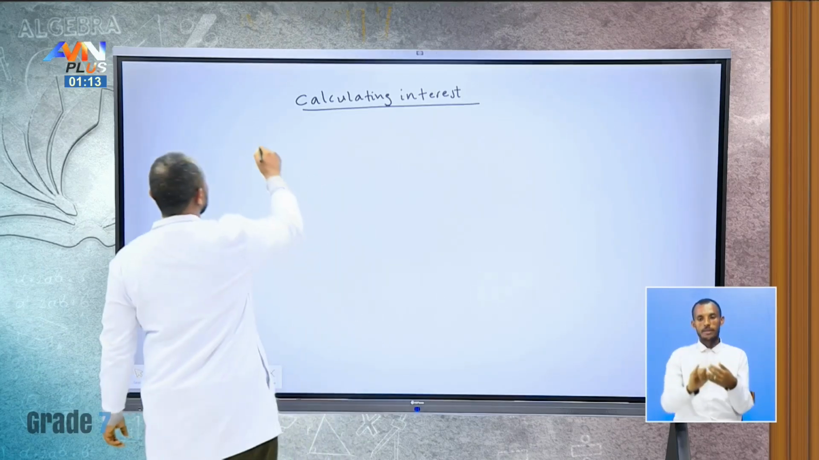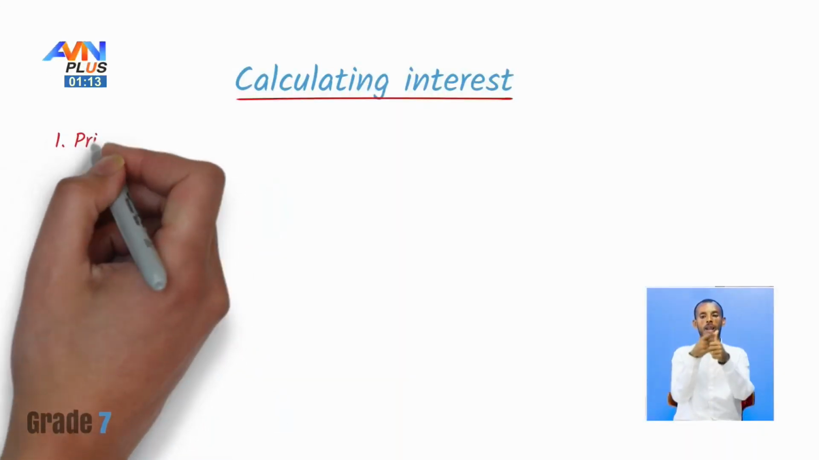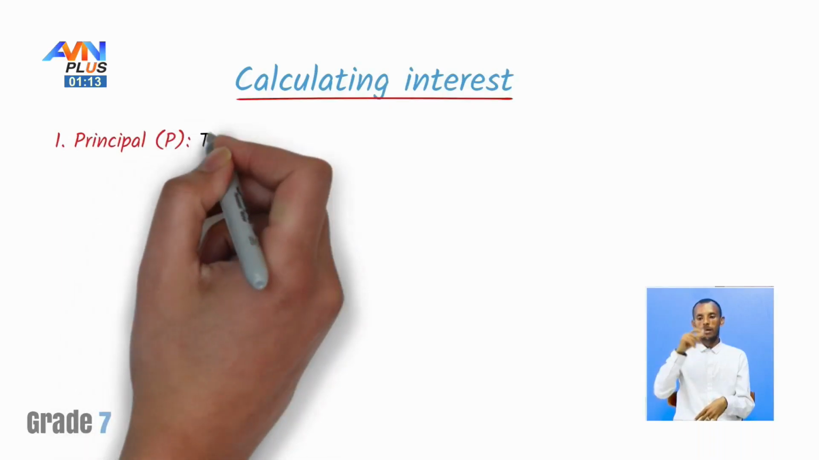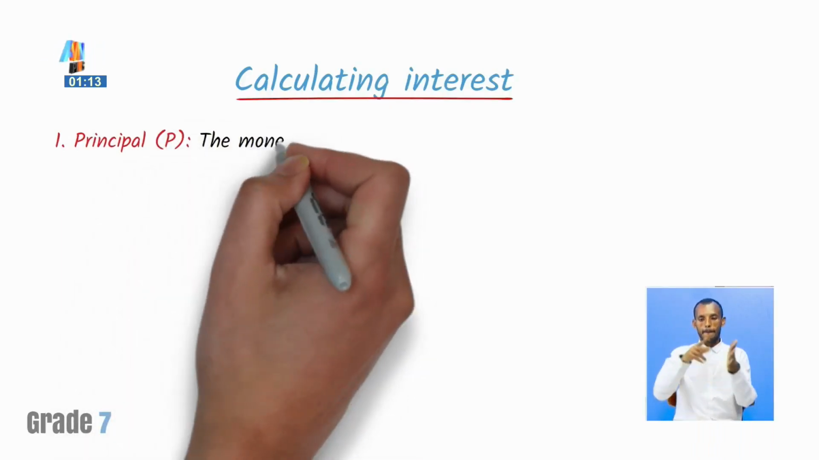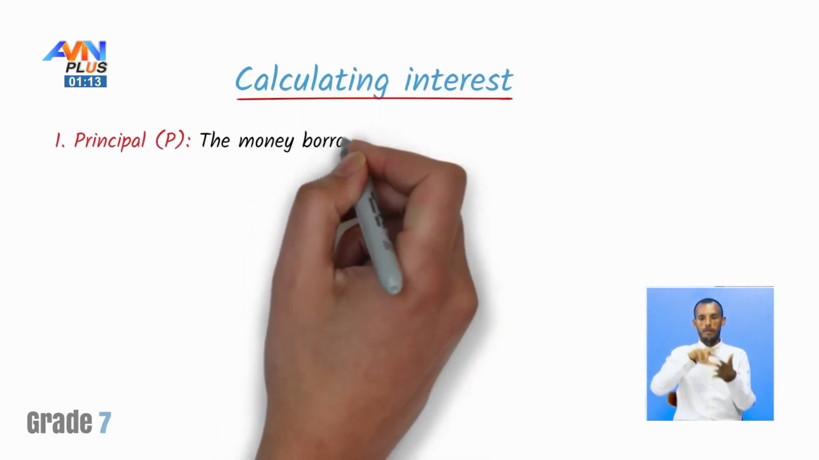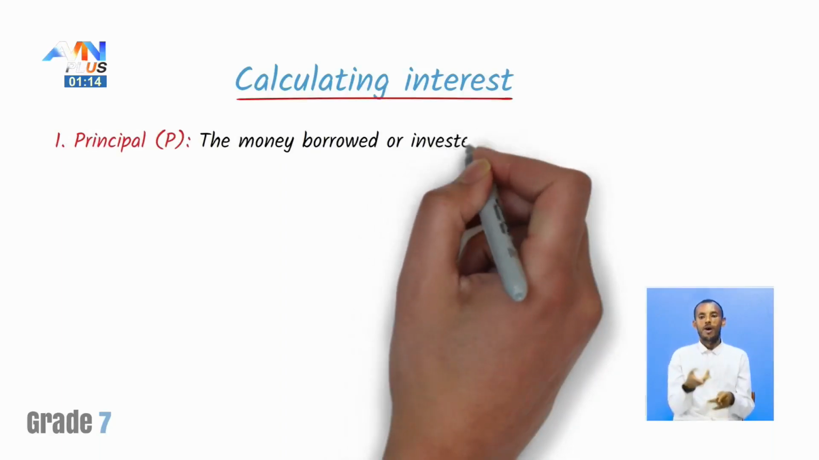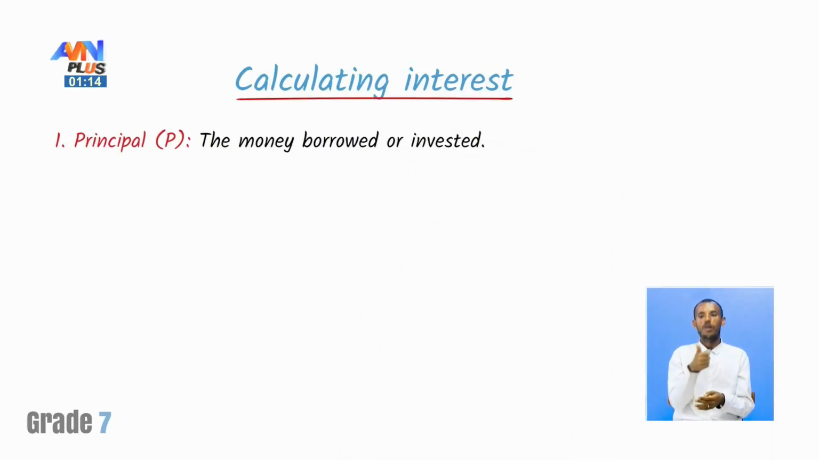So the terminologies are: one, principal. We use the symbol P for principal. What does this mean? Principal is the money borrowed or loaned, or invested. The money borrowed or invested is called principal. This is the first terminology.